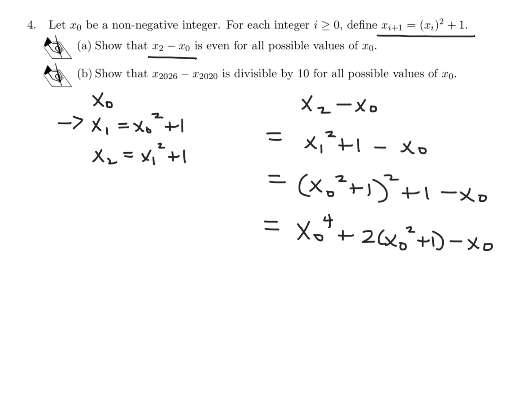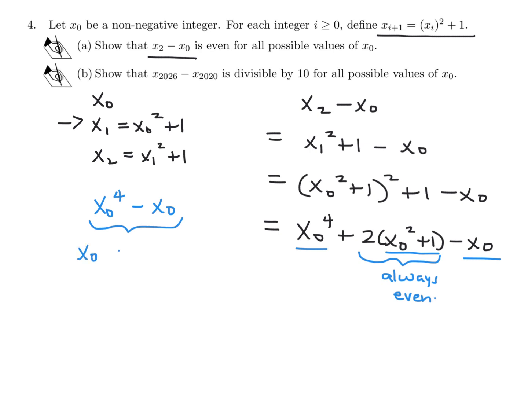Now let's talk about this guy. This is an even number. It's 2 times something. So whatever this guy is, if you multiply it by 2, it will be even. So this is always even. Okay, great. But what about these two guys? So what about this x0 to the power of 4 minus x0? We have to show that is even also. Okay, so let's see.